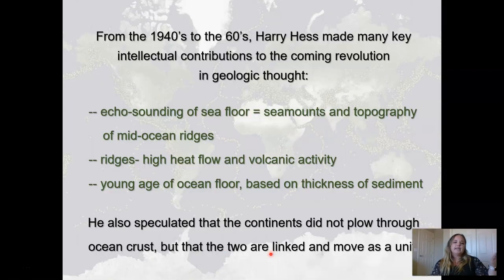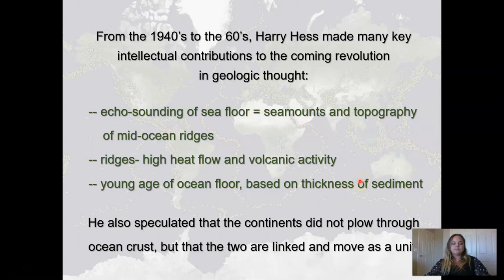Okay, so between the 1940s and 60s, Harry Hess started connecting all of these dots, connecting things he saw from Arthur Holmes and from Alfred Wegener, and he developed this theory called seafloor spreading. He echo sounded the seafloor, which showed him the seamounts and the topography at the mid-ocean ridges. They did note that at the ridges, the temperature was a lot higher, and they did notice volcanic activity. And this appeared to be the younger material. The thickness of the sediment that's accumulated on the ridges was very thin compared to the basins.